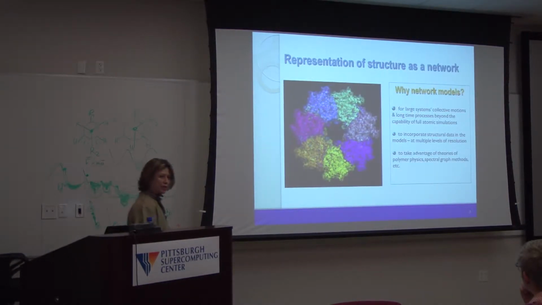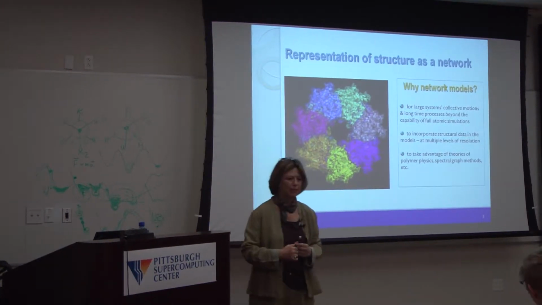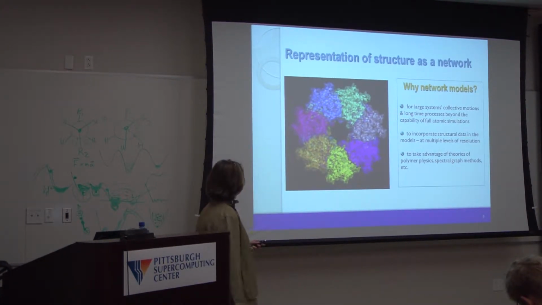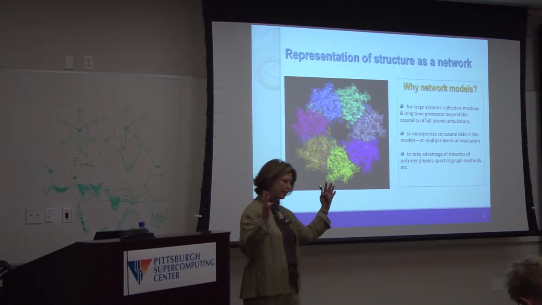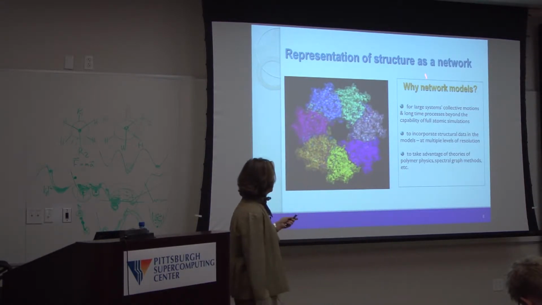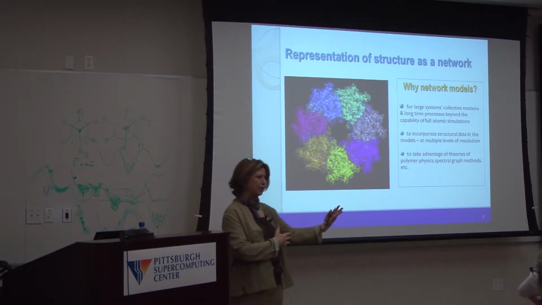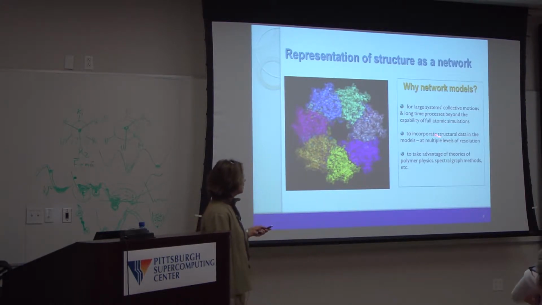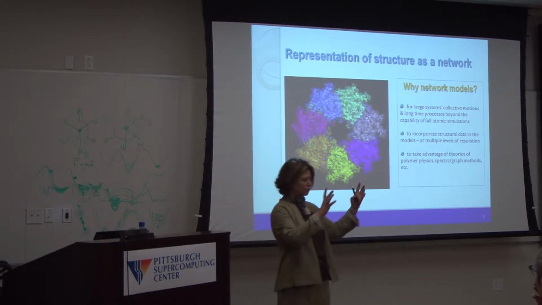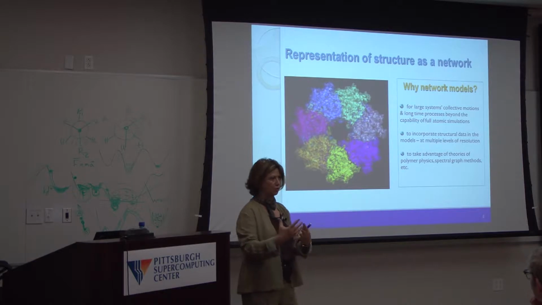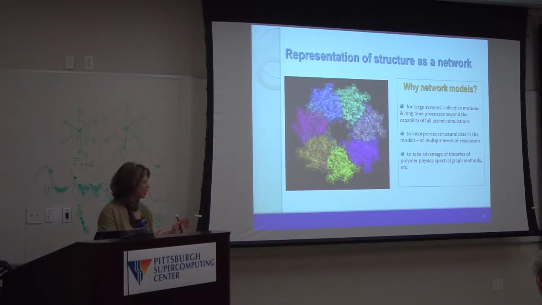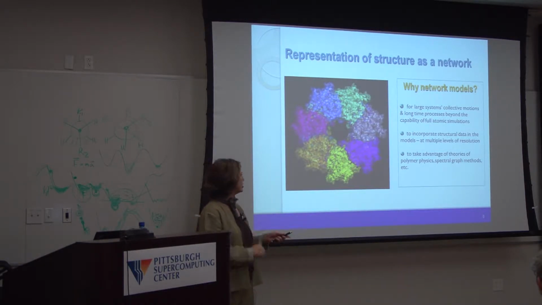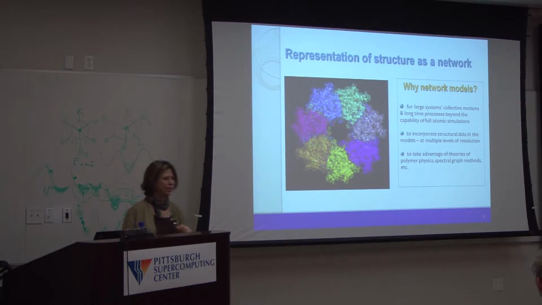So to do all these things, we represent the structure as a network. That is the basic assumption to begin with. Why do we use network models? Well, network models allow us to model very large systems, collective motions, and long-time processes beyond the capabilities of full atomic simulations. And of course, the network model that we adopt reflects the major structural features, for example, all interresidue contacts, the contact topology. And we take advantage of many well-established theories in polymer physics, spectral graph methods, etc.